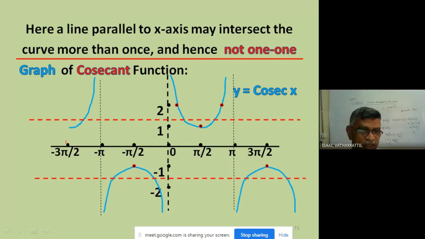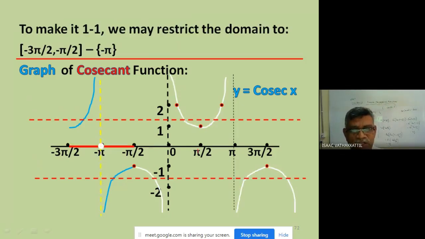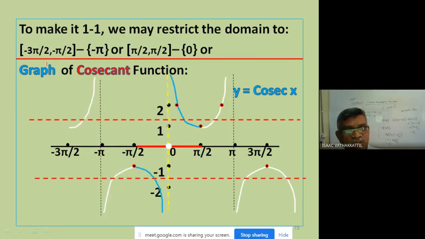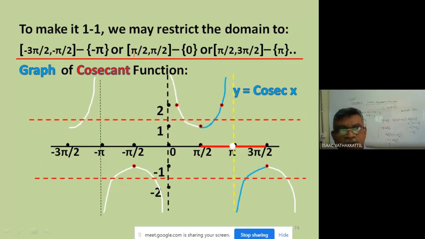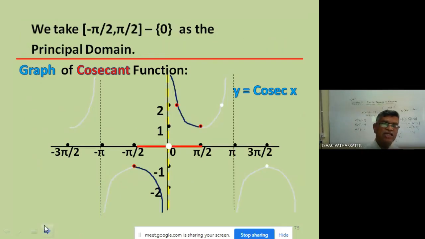We can take various options: minus 3 pi by 2 to minus pi by 2, or minus pi by 2 to pi by 2, excluding 0, or pi by 2 to 3 pi by 2. Well, we take the principal domain as minus pi by 2 to pi by 2, excluding 0. See, there is a difference in all now. For cosec, the principal domain is the closed interval minus pi by 2 to pi by 2, but not 0. It is the principal domain.